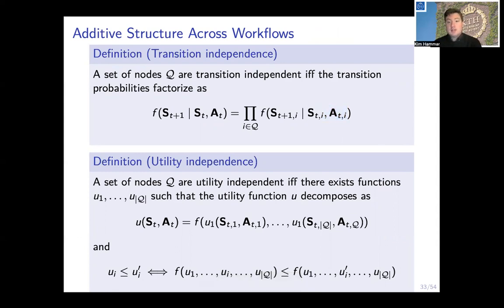Then we have utility independence. So we say that a set of nodes are utility independent if we can take the utility function and rewrite that as a function of the local utilities, which is such that if you maximize the local utilities, you also maximize the global utility. If that is the case, then we say that they are utility independent. Now, if you have 2 decision problems, say the problems of selecting response actions for 2 different nodes in the infrastructure, then if they are both transition and utility independent, then they are completely independent, and we can solve them in parallel and then just combine. So that is what we want to have.